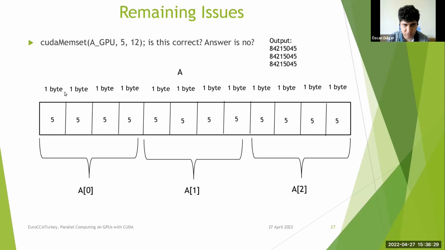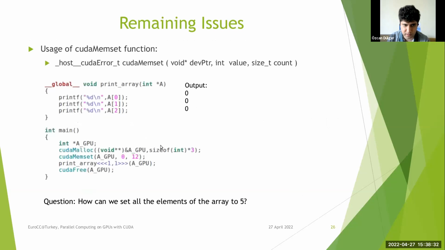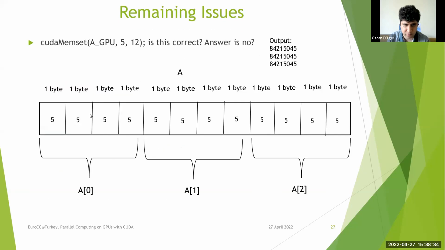Here it has 12 bytes, as I told you. The first 4 bytes are used for the first element, the second 4 bytes are used for the second element, and the last 4 bytes are used for the third element. Each location has 1 byte. By executing this command, all of the bytes will be 5. Since we have 12 bytes, all of them will be 5. So we get this output.